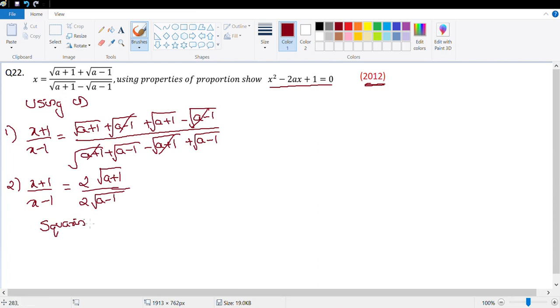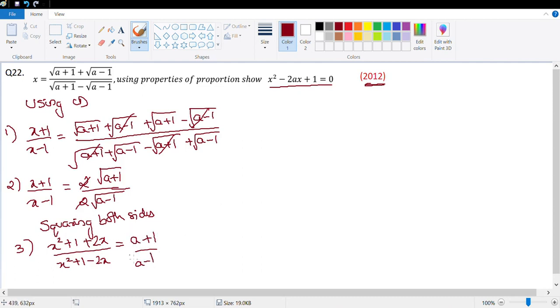So squaring both sides, we get (x plus 1) whole square, which will be equal to x square plus 1 plus 2x. In the denominator, x square plus 1 minus 2x. And here this 2 and 2 in any case has got cancelled. So we have (a plus 1) upon (a minus 1). Again, I still have a lot of terms and many variables. So let's apply componendo and dividendo again.